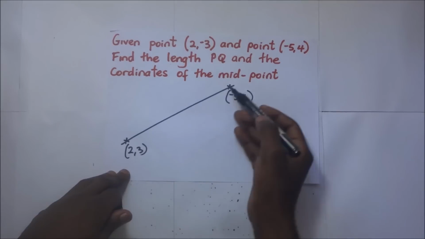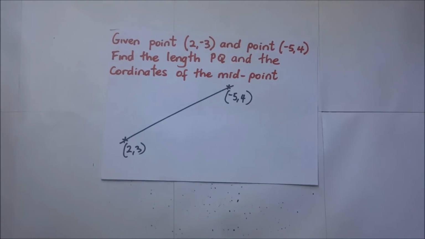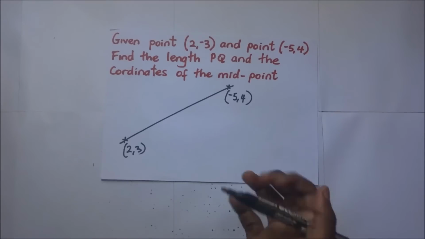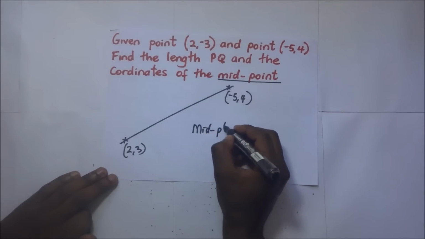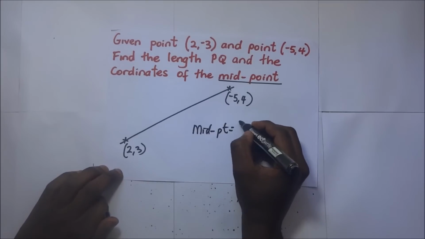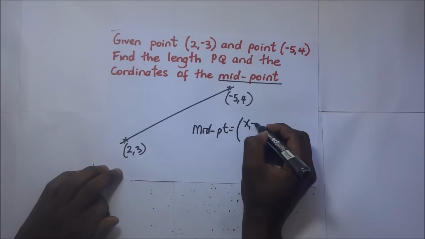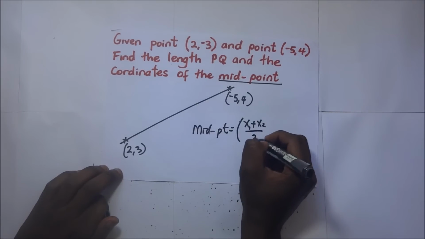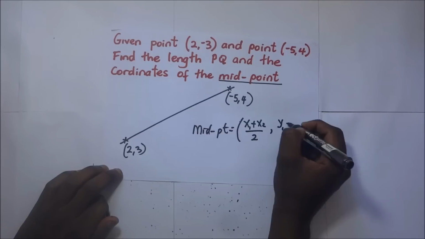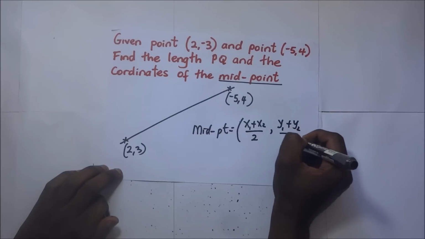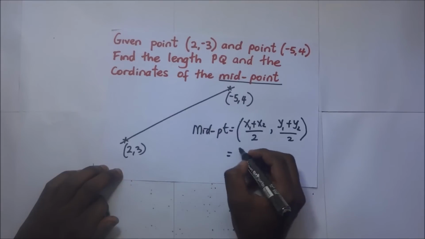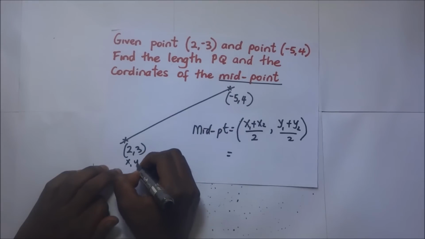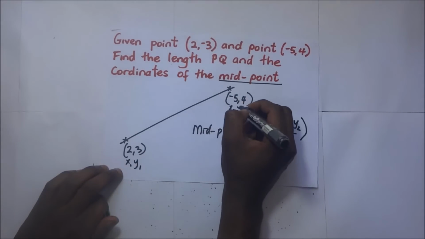We are supposed to find the length and then the midpoint. First of all, to find the midpoint, we shall get the midpoint from x1 plus x2, divide that by 2, y1 plus y2, divide that by 2. So now, let's call this x1, y1, and this is x2, y2.